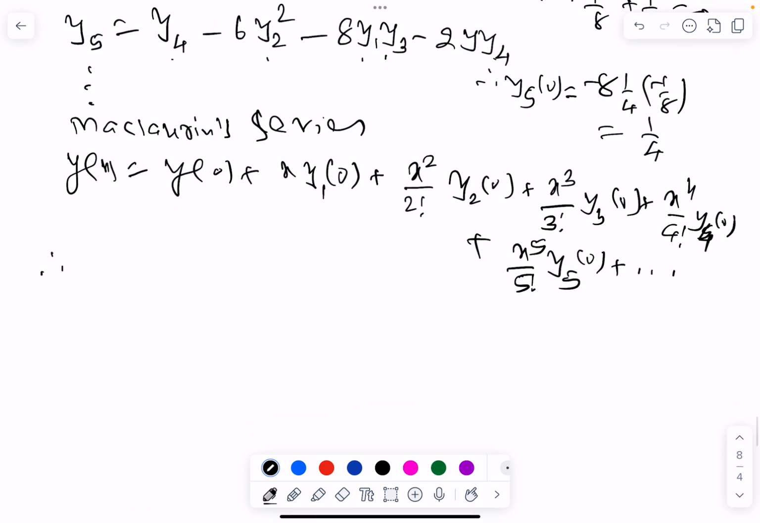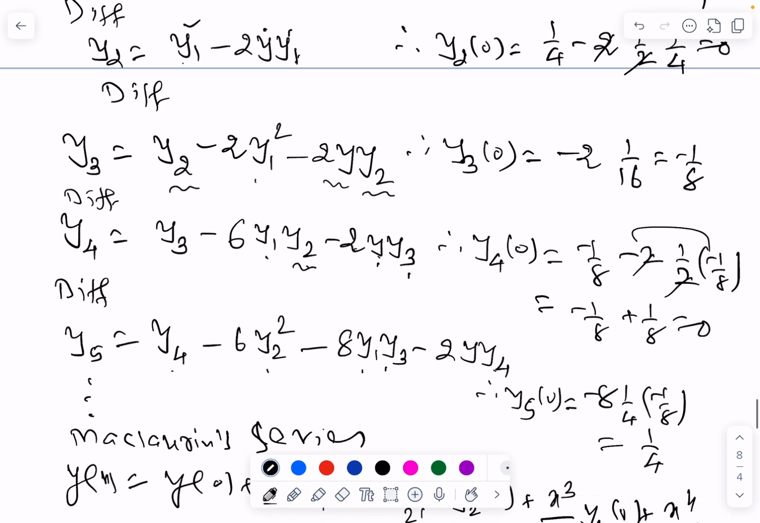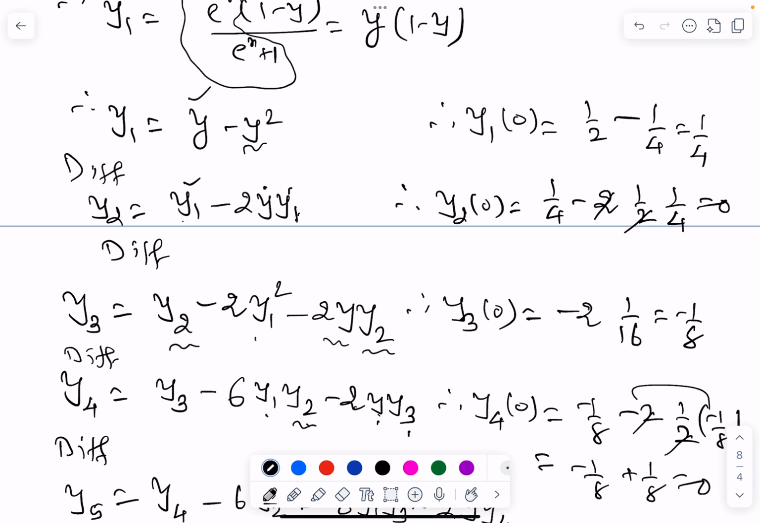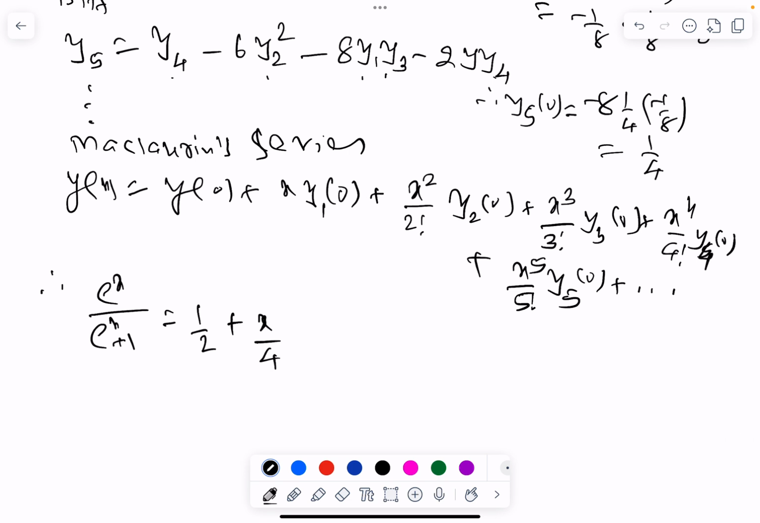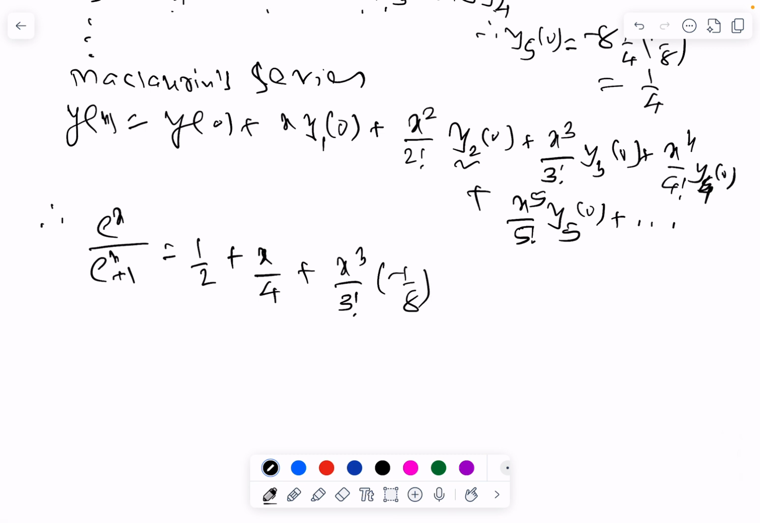And so for us, therefore, e power x over e power x plus 1 is y at 0, that is 1 by 2, plus x y1 at 0, y1 at 0 is 1 by 4, y2 at 0 is 0, so this second term is 0, plus x cube by factorial 3, y3 at 0, and y3 at 0 is minus 1 by 8, then plus x power 5 by factorial 5, that is 120, y5 at 0 is 1 by 4, y4 at 0 is 0, and so on.